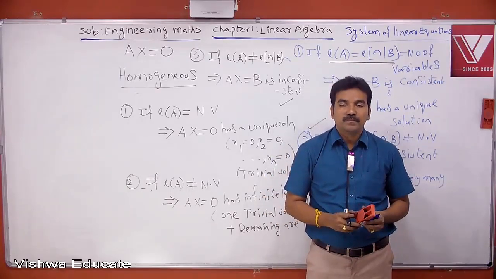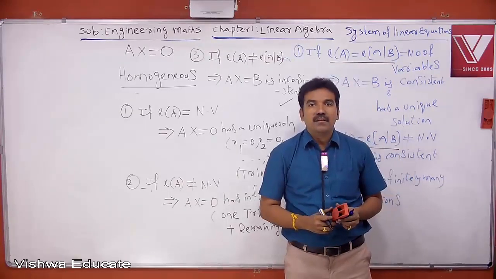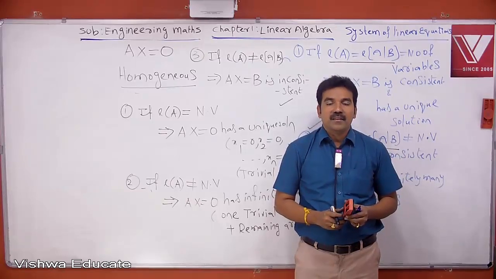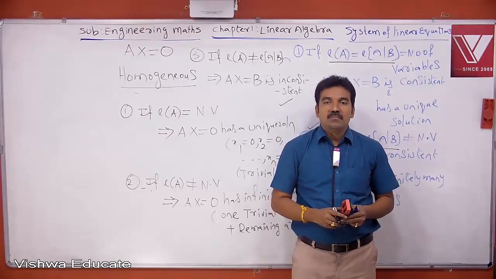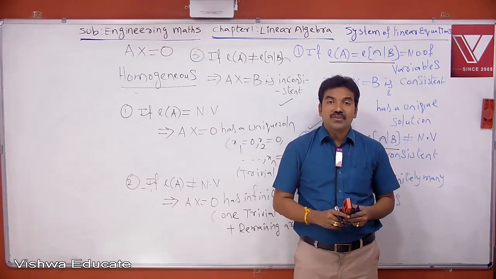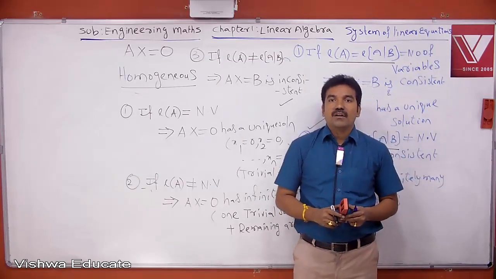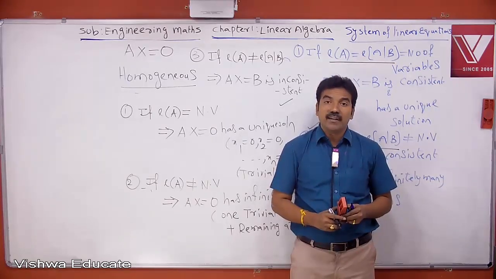Note, AX = O is always consistent because it has at least one solution, that is, all variables equal to 0. And this solution is called a trivial solution.